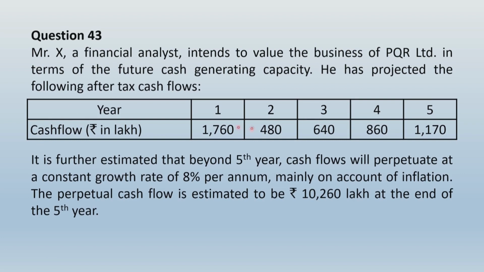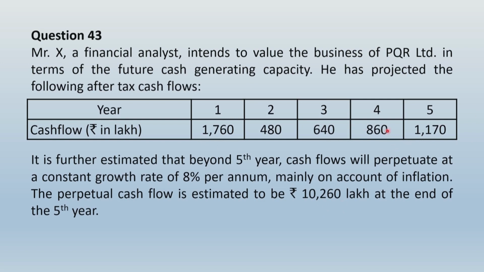So they have given you cash flows after tax for 5 years. Then it is further estimated that beyond the 5th year, cash flows will perpetuate at a constant growth rate of 8%, mainly on account of inflation. The perpetual cash flow is estimated to be rupees 10,260 lakhs at the end of the 5th year. Now this is a very important line. Had they not given this line, I would have taken the 5th year cash flow and applied the growth rate on that. But for your perpetual computation, they have given the cash flow base at the end of the 5th year to be 10,260 and not this usual cash flow.